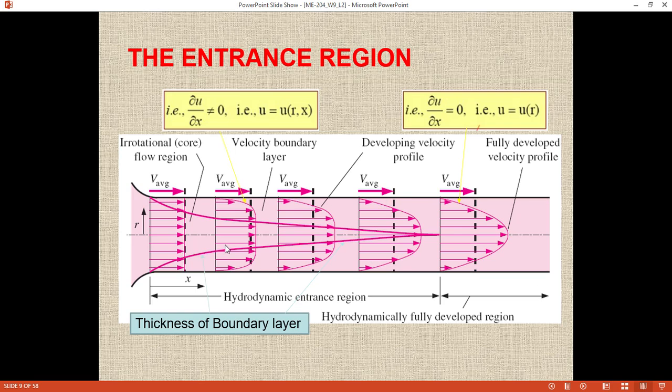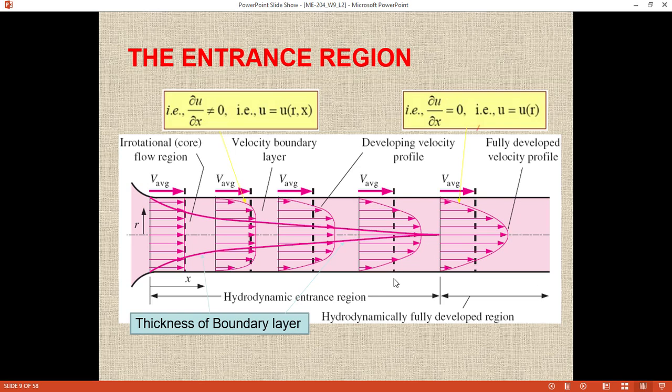Second, regarding the velocity, we have only one inlet and one outlet, and the area is not changing. So at every point, whatever the velocity profile is, the average velocity will be the same. Even after the fully developed region, the velocity profile will be the same.